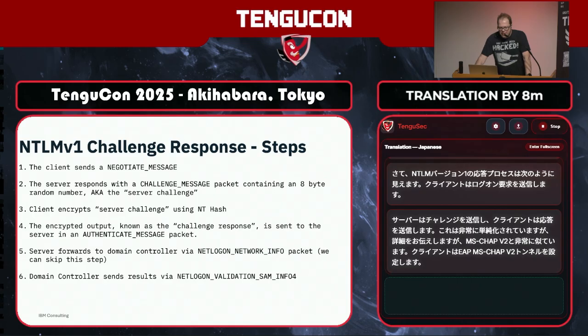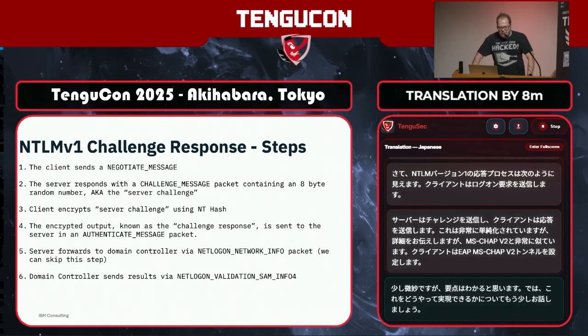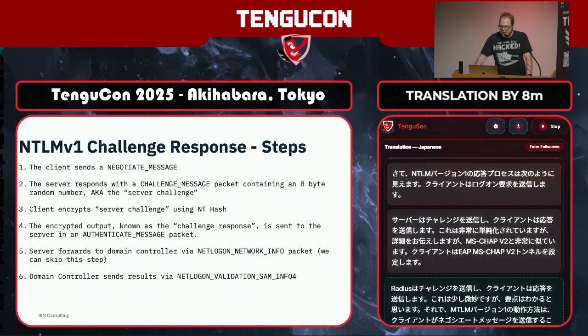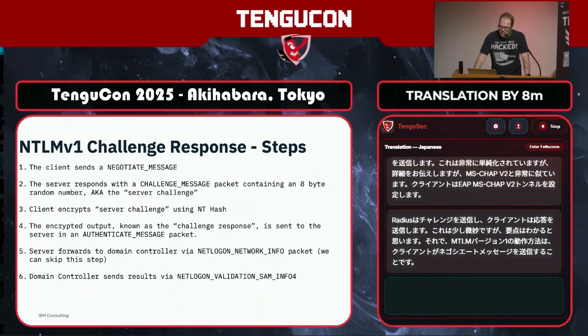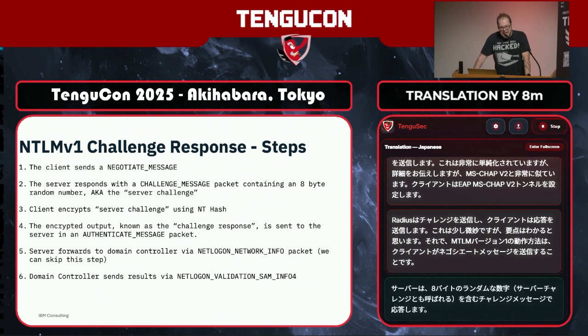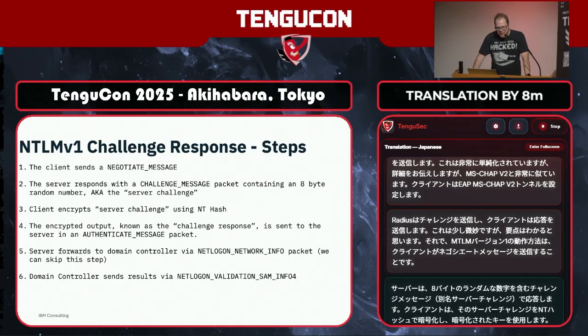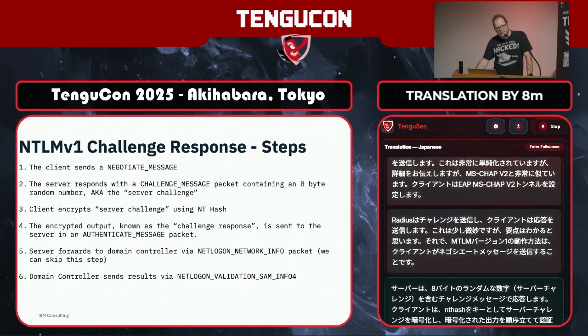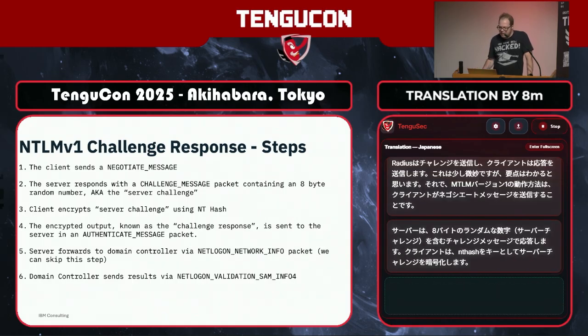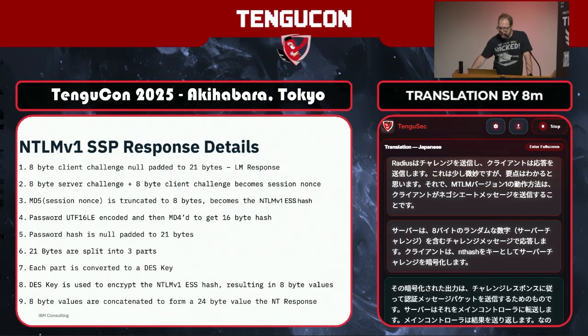So the way NTLM version 1 works is the client sends a negotiate message. The server responds with a challenge message containing an 8-byte random number, aka the server challenge. The client then encrypts that server challenge with the NT hash as the key. That encrypted output gets known as the challenge response, and is sent in an authenticate message packet. The server forwards that to the domain controller, which sends the results back. So I'm going to attack this. We can do some really cool things with it.